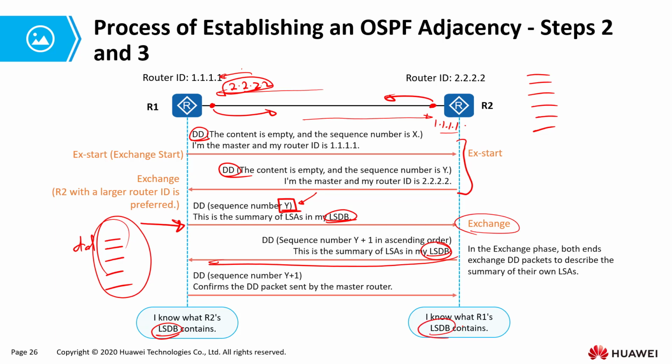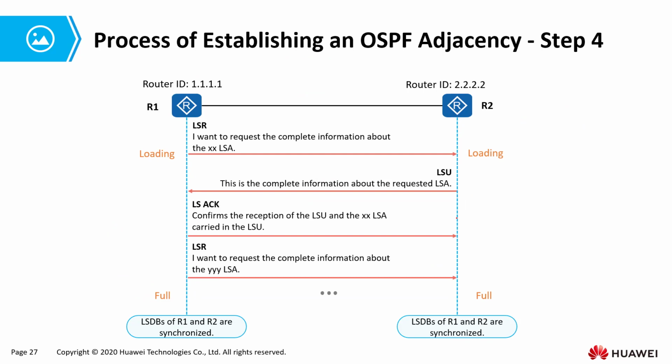And of course, once each router is aware of the link state database of the neighbor, please note that they are aware of the summary, not the details. They have received the summary of the link states of the neighbor. Now, sometimes you receive a summary from router 1 and you have 1, 2, and 3, but you don't have 4, 5, and 6 of these entries. What are you going to do? You're going to ask for the details of those entries, and that is the loading state.